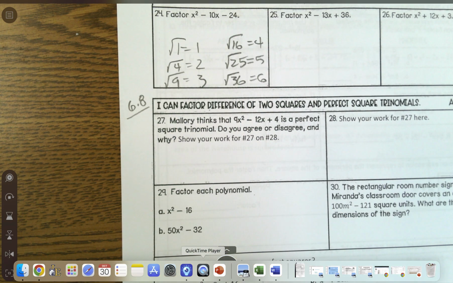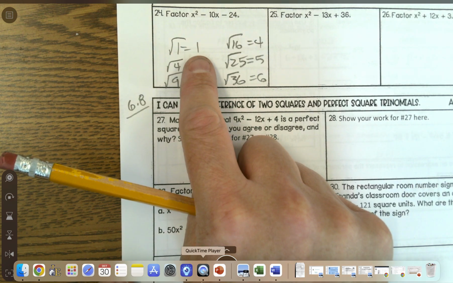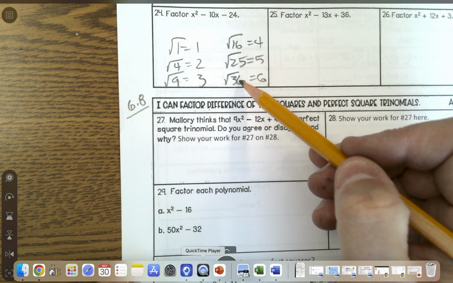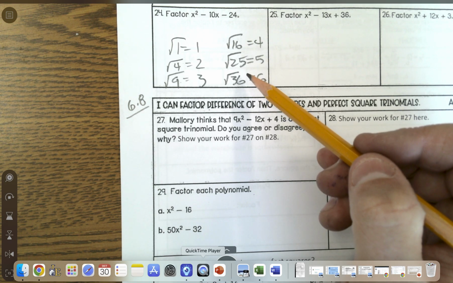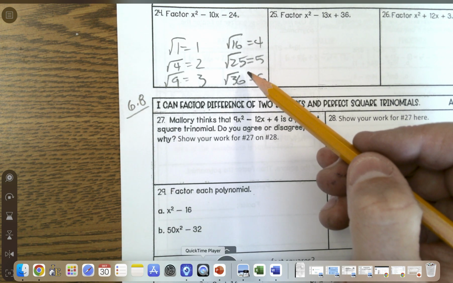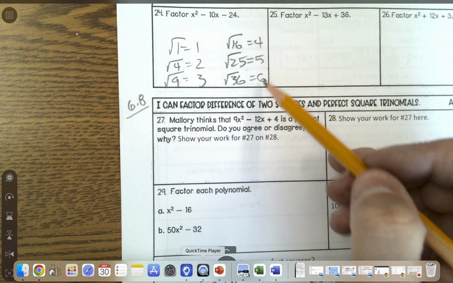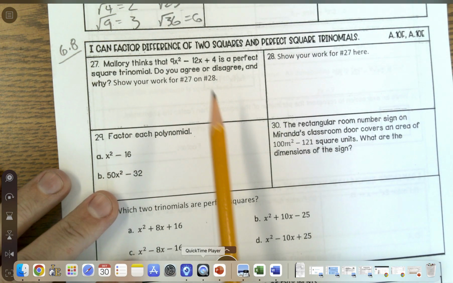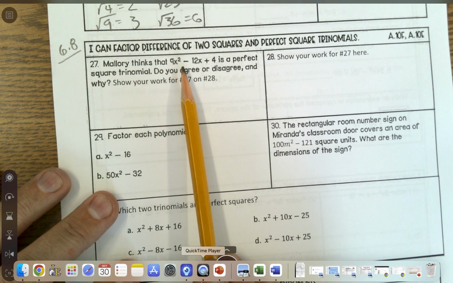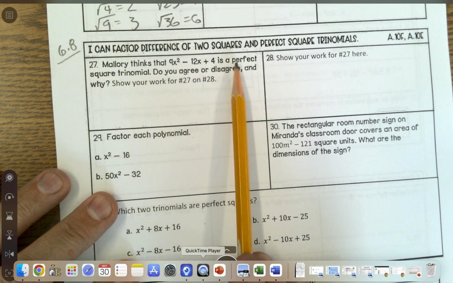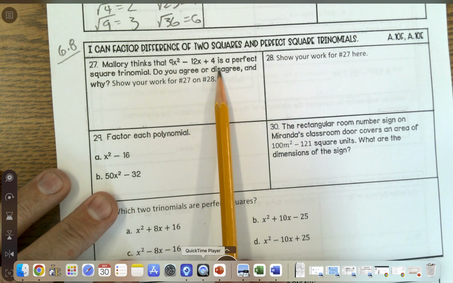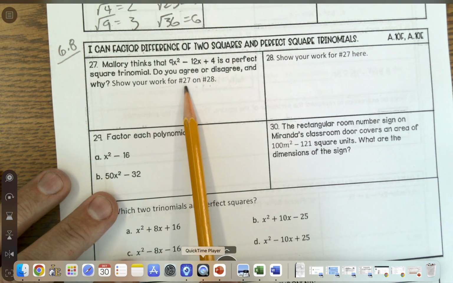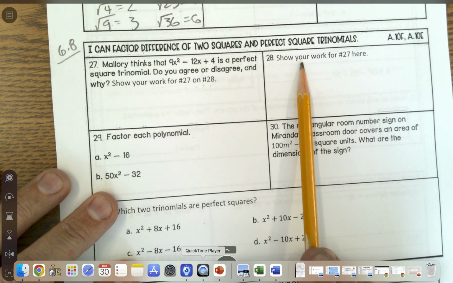We're dealing with perfect squares: 1, 4, 9, 16, 25, 36, 49, 64, 81, and 100. If you square root those numbers, you get a whole number. Let's look at 27. It says Mallory thinks that 9x squared minus 12x plus 4 is a perfect square trinomial. Do you agree or disagree, and why? Show your work for 27 and 28. We're going to show the work for this problem over here on the right side.